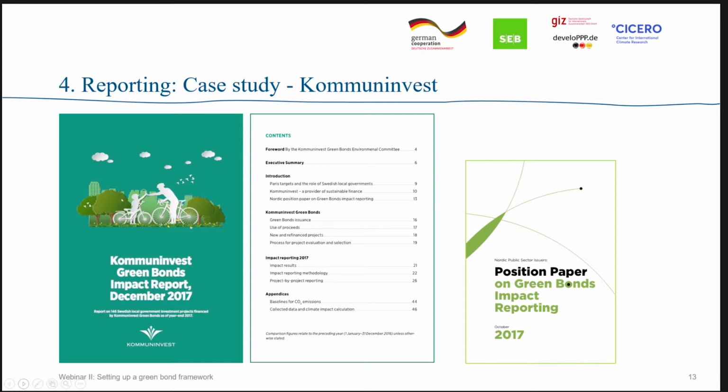The position paper serves the purpose of harmonizing methodologies and assumptions used by all issuers in this group. Harmonization of reporting principles can be valuable for investors when evaluating the impact of their investments, in particular for investors who have many green bonds in their portfolio. The position paper and other guides and guidelines on impact reporting are available on the Green Bond Principles webpage.